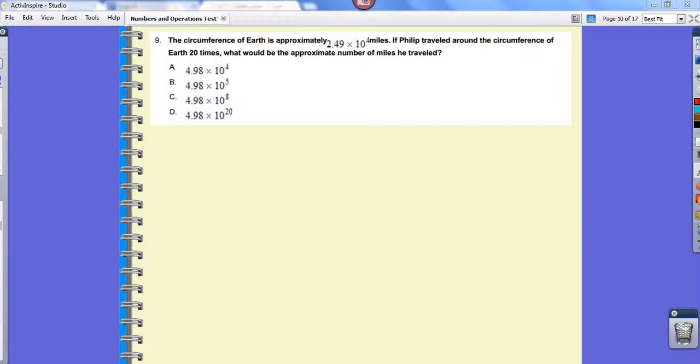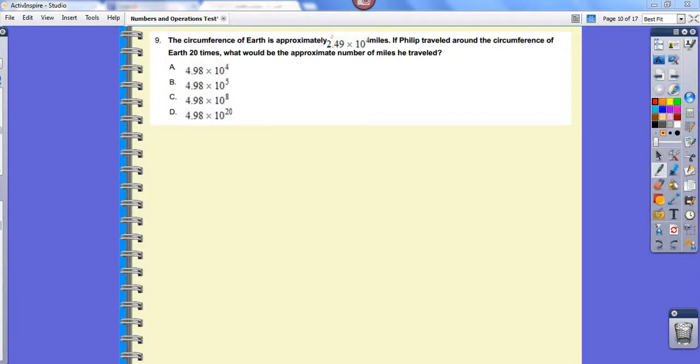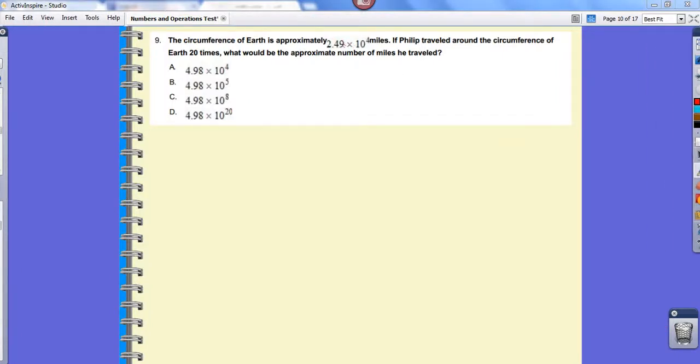When you look at it, it is in scientific notation. Don't let that trick you. And just be careful to know that it's not just asking you anything just about this number. You got to look, okay, 2.49 times 10 to the fourth. That's the trip one time. And then it says here, he went 20 times.